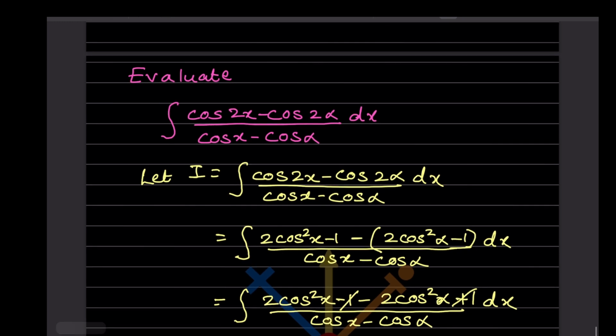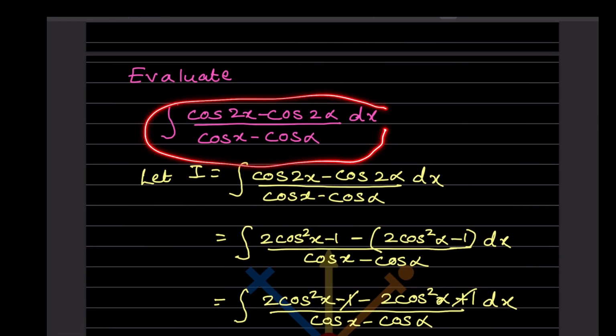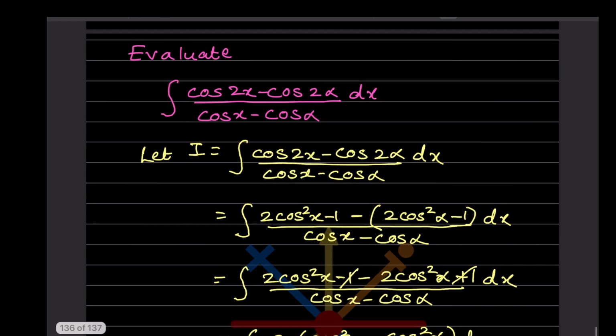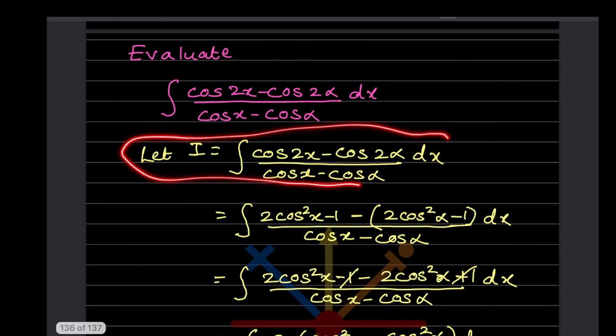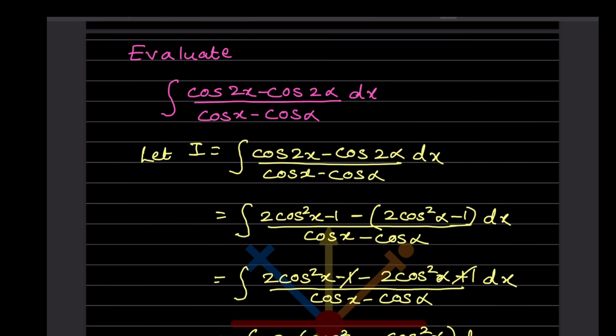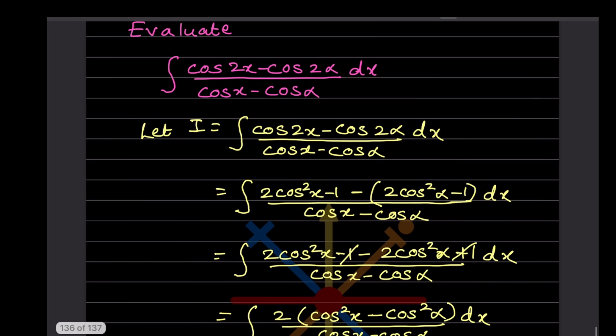Now let us see, evaluate. This is given cos of 2x minus cos of 2 alpha divided by cos x minus cos alpha dx. So this is written over here, that we will consider as I. So now what we can do over here, we can write for this one, cos 2x is 2 cos square x minus 1. This minus sign as it is, and for this one, in place of this x, there is alpha. So the formula remains the same, but you have to just change it to alpha.